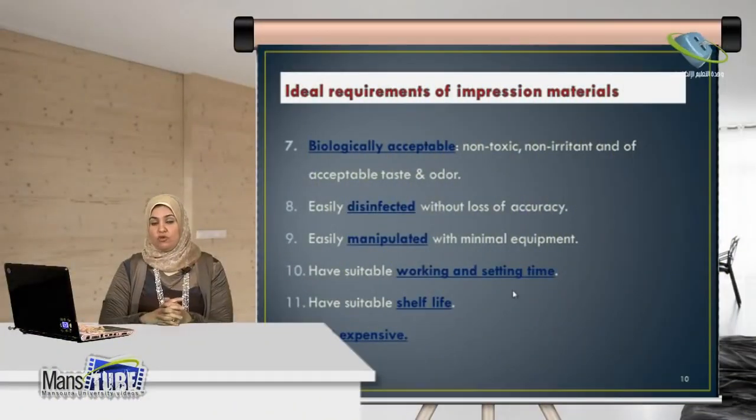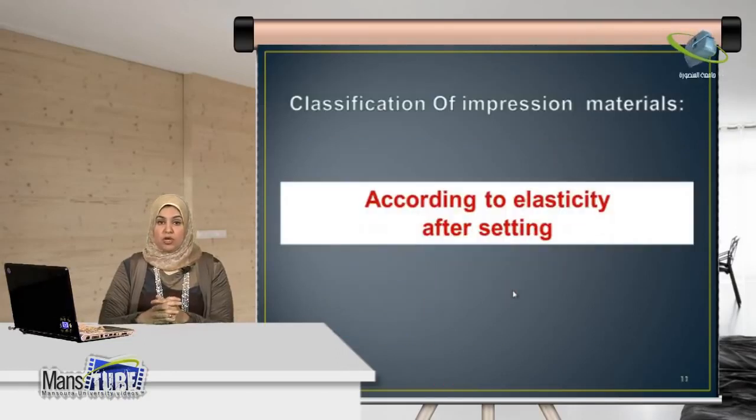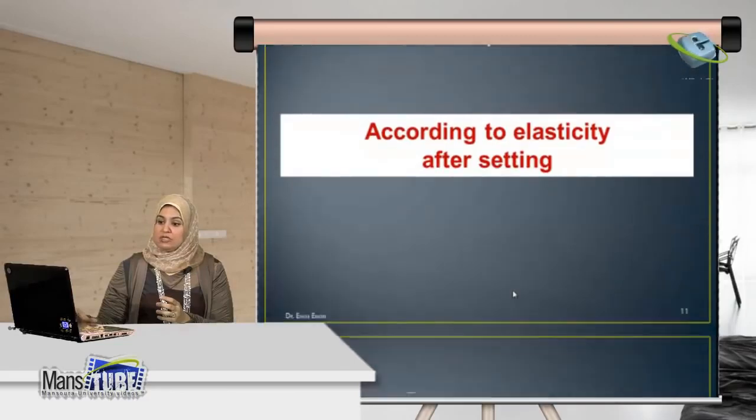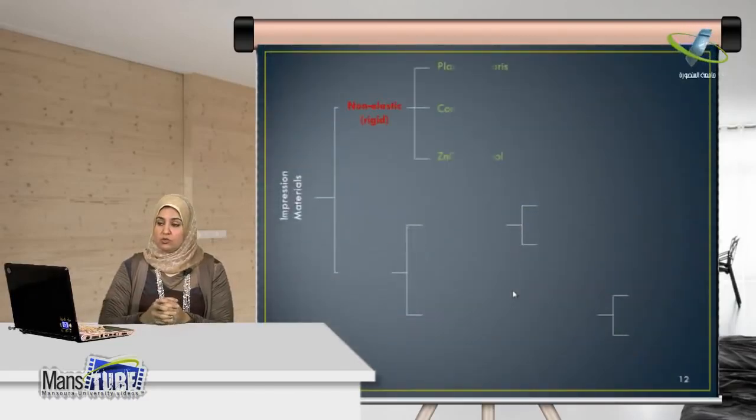For classification of the impression materials, we have different ways of classification, but the most important way is the classification according to elasticity of the impression material after setting. So the impression materials are classified according to elasticity into two groups.